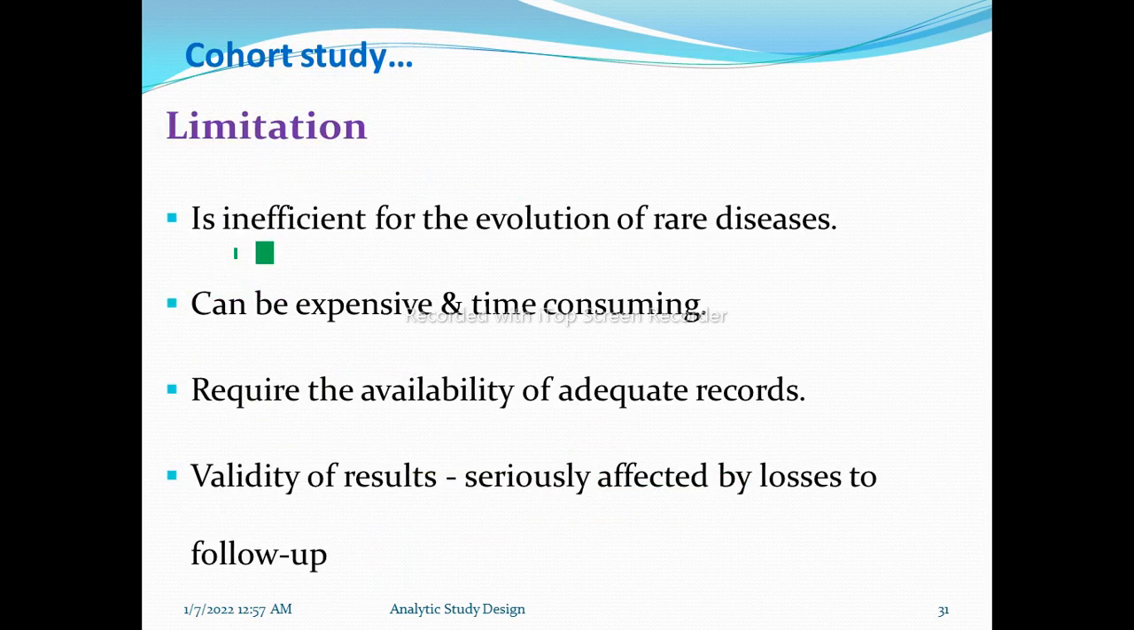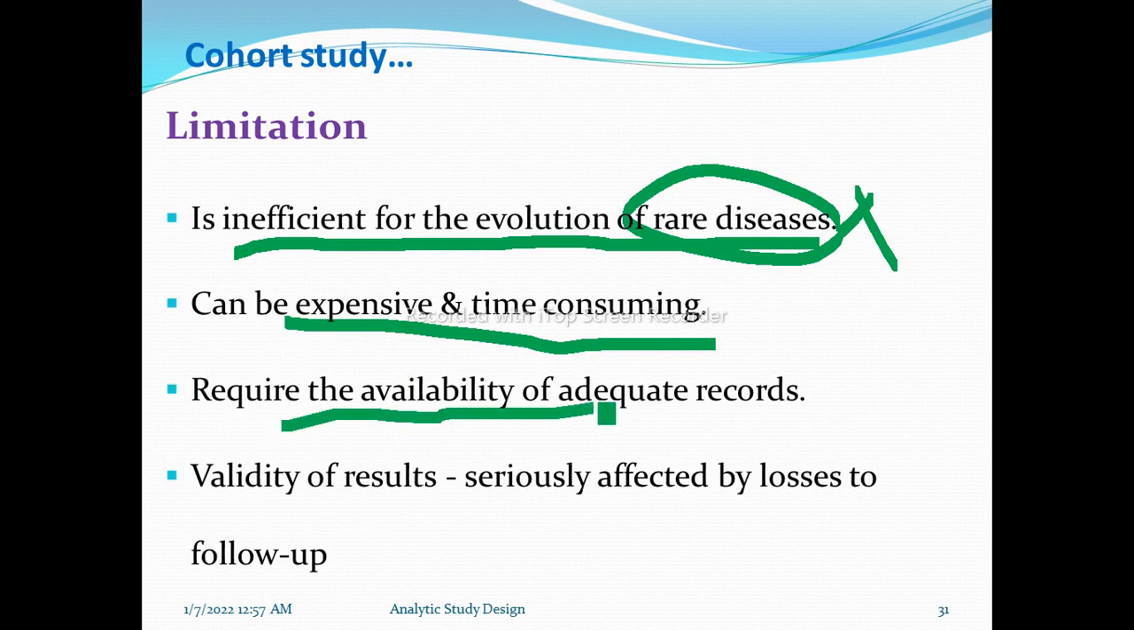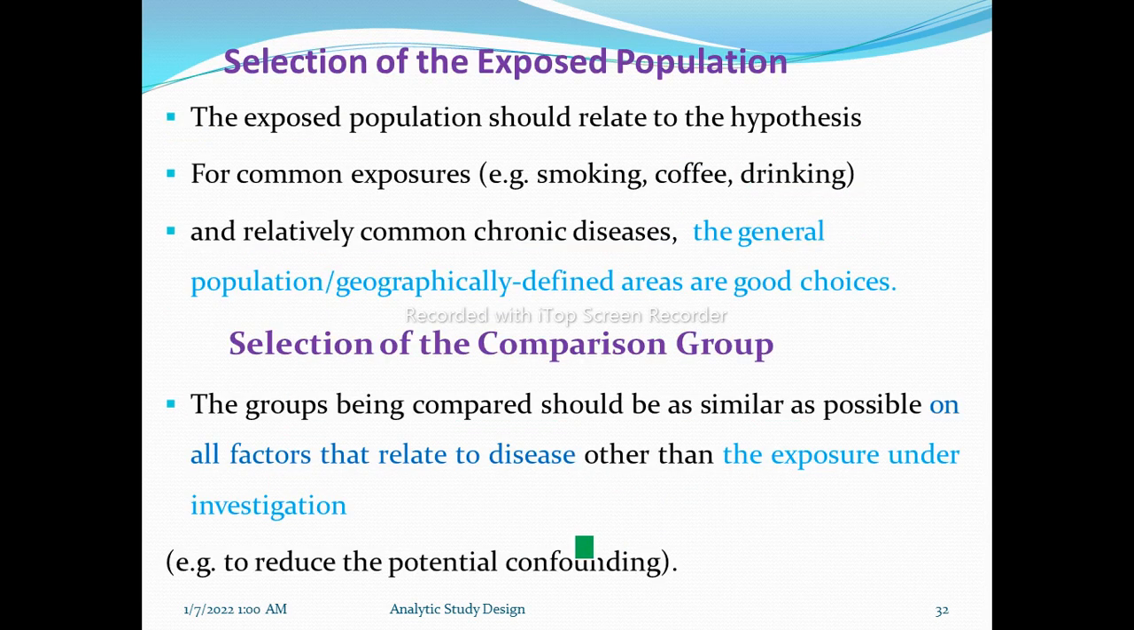Limitation of cohort study: it is inefficient for evaluation of rare disease. Evaluation of rare disease is efficient for case control study, but inefficient for cohort study. It can be expensive and time consuming. Since it has follow-up time, it needs a large number of participants or sample size, so it is very expensive and time consuming. It requires the availability of adequate records, and validity of results is seriously affected by lost follow-up. If there is lost follow-up, validity will be threatened. So this is a limitation.